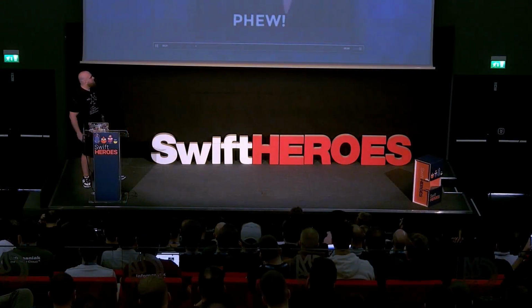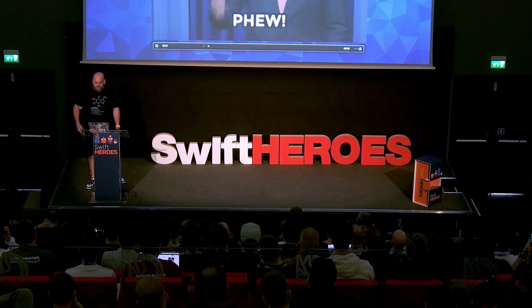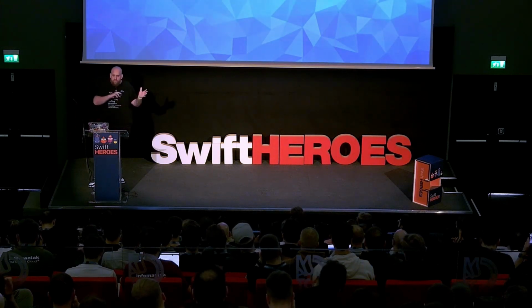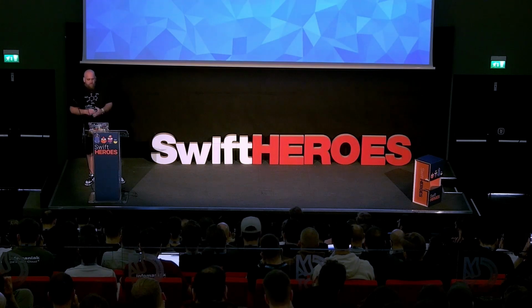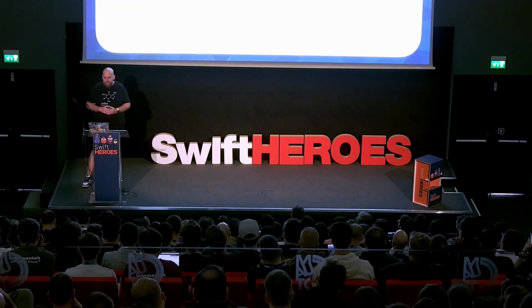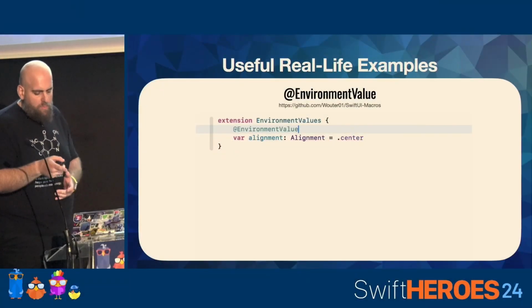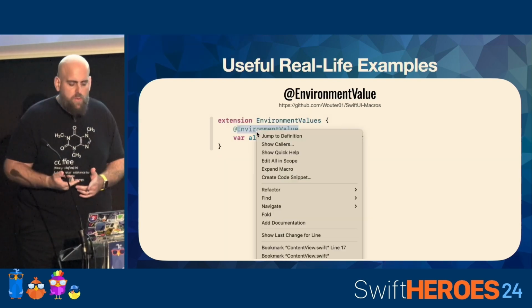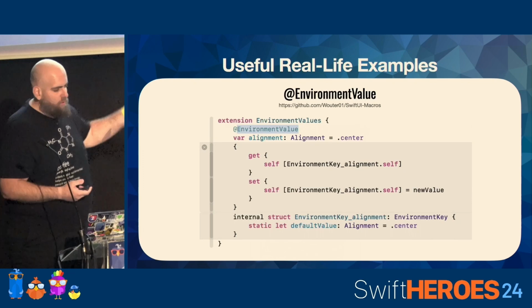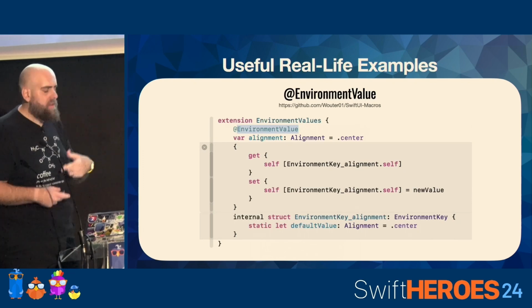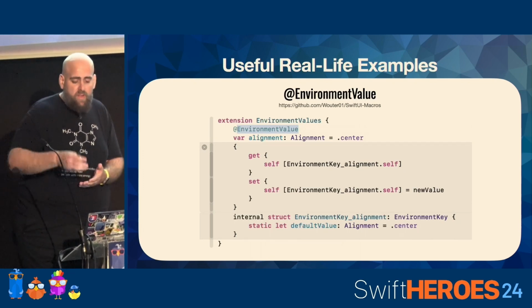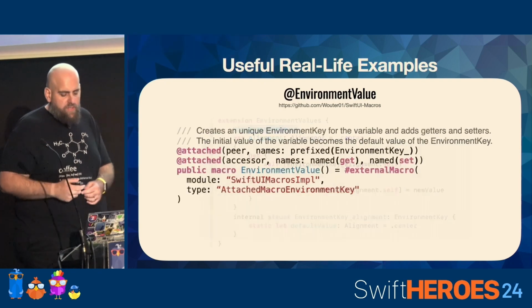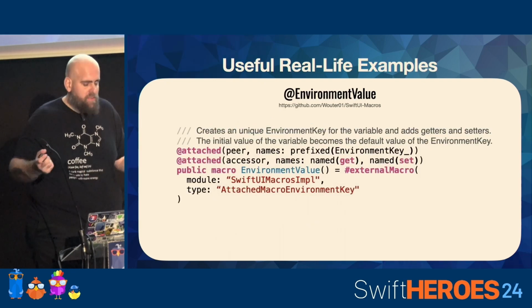Cool. I'm going to use this wand at least once in this slide. So as I promised, a few useful real-life examples that exist in GitHub today, which I thought are cool and you might want to use. So first of all is this environment values macro. It comes from wouter01/SwiftUI macros. So this is a very common case. When you want to create an environment value in SwiftUI, you have to write all this code by hand: getter, setter, a type that conforms to environment key. So here you just put environment value, and it does it for free. And you can actually see the declaration of it because it's open.